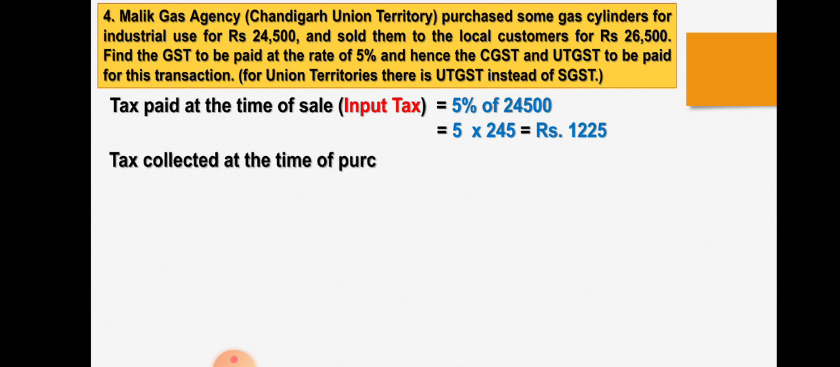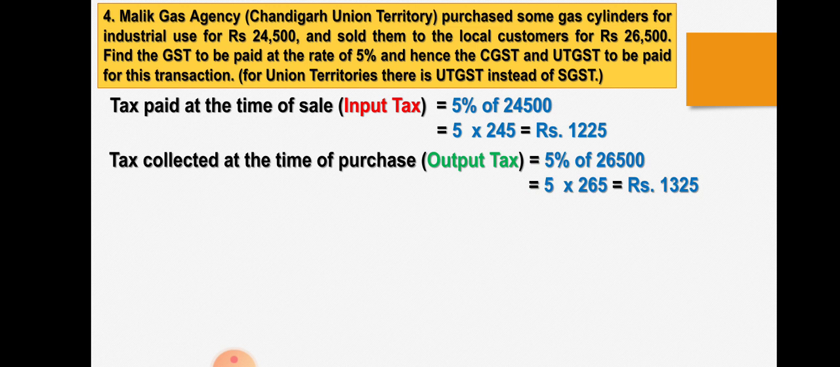Tax collected at the time of purchase, which is the output tax, will be again 5% of 26,500. So again when you calculate, 5% will be written as 5 upon 100. Your zeros will get cancelled. We'll have 5 multiplied by 265 and when you multiply it, you will get 1,325 rupees. So now based on 5% we have found out input tax and output tax.